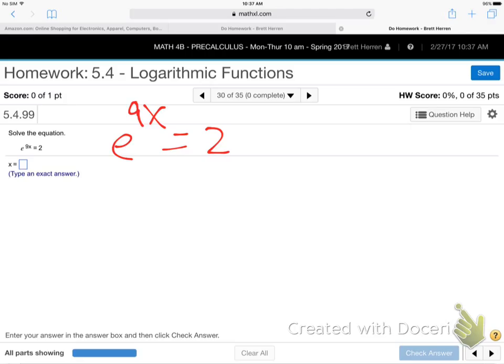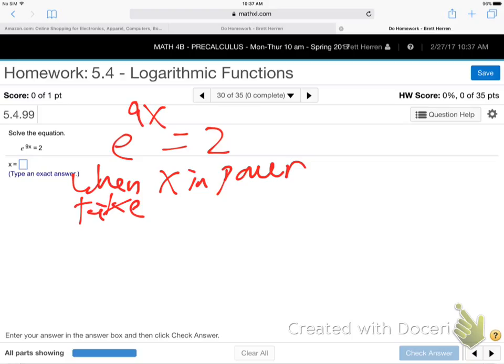Now, we had that hokey method where we were making the bases the same, but that isn't going to work here. You can't make the bases the same. So, really important. When x is in power, take ln of both sides. Really important.